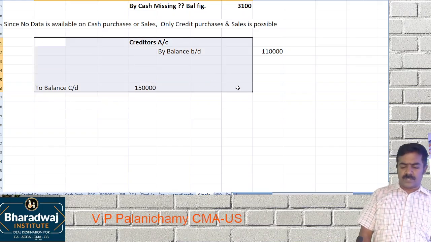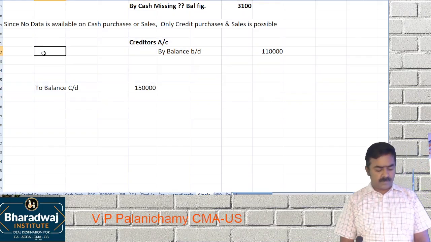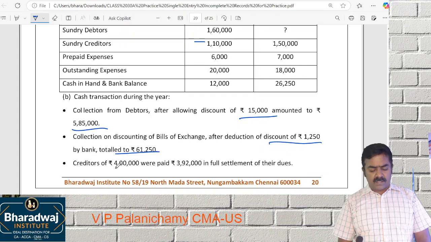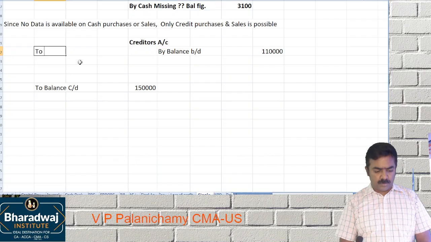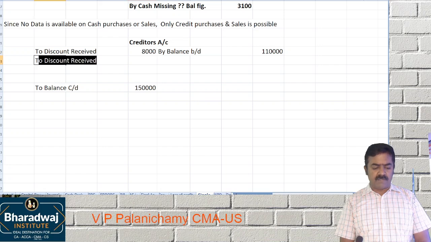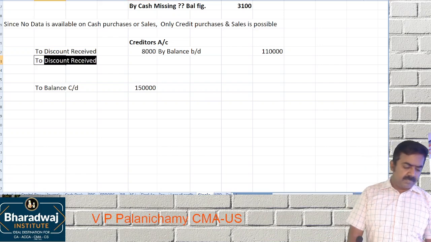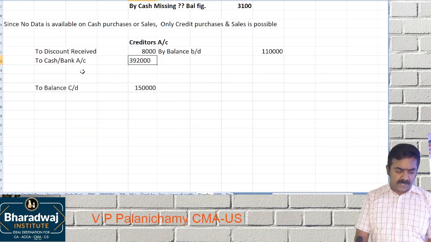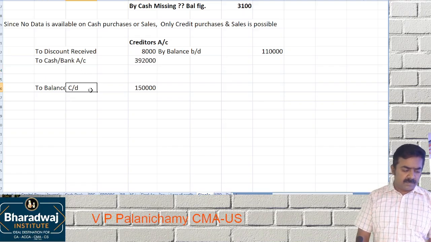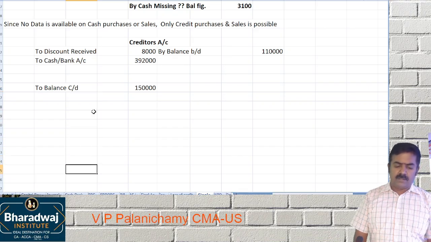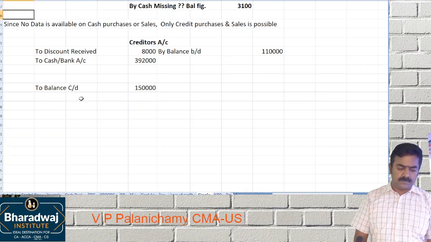What else will come in the creditors account? Look at the payment made. Second bullet point, third bullet point. Creditors of 4 lakhs were paid 3,92,000 in full settlement of dues. So discount received, how much? 8,000 discount received. Then to cash, or it can be cash or bank account. How much have you paid? 3,92,000 paid. Anything else will come?